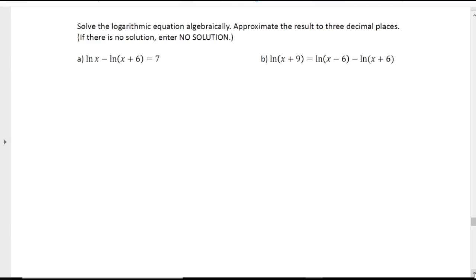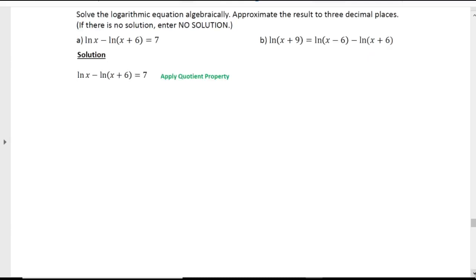Solve the logarithmic equation algebraically. So here we have natural log of x minus natural log of (x plus 6) equals 7. In order to solve, it would be good to combine these two. Since they're being subtracted, we can combine them with the quotient property, which means that we can combine them by dividing. So we end up with the natural log of x divided by (x plus 6) is equal to 7.